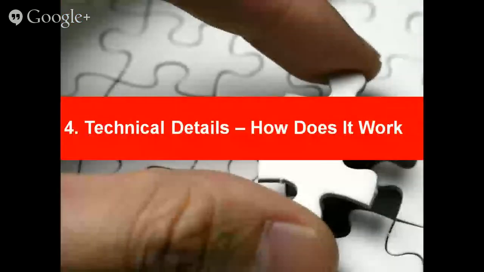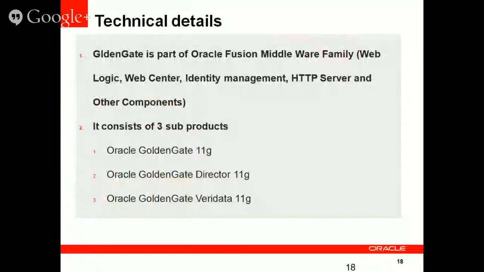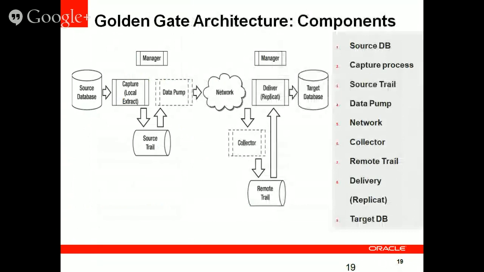Then technical details and how basically GoldenGate works. GoldenGate is a part of the Oracle Fusion Middleware family, and it consists of three subproducts. First one is Oracle GoldenGate, second one is GoldenGate Director, and last one is Veridata. So this is the basic architecture of Oracle GoldenGate. You can see here there are two databases. One is the source database and the second one is the target database.